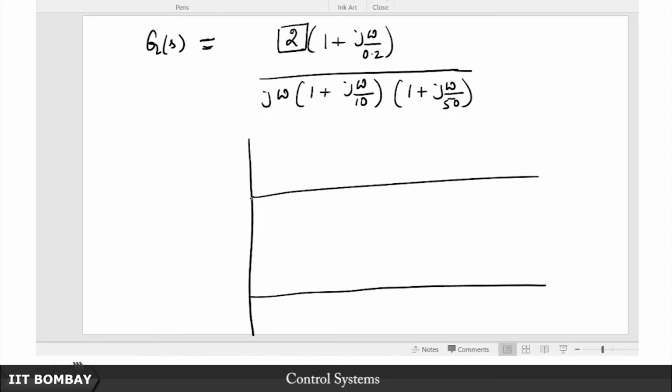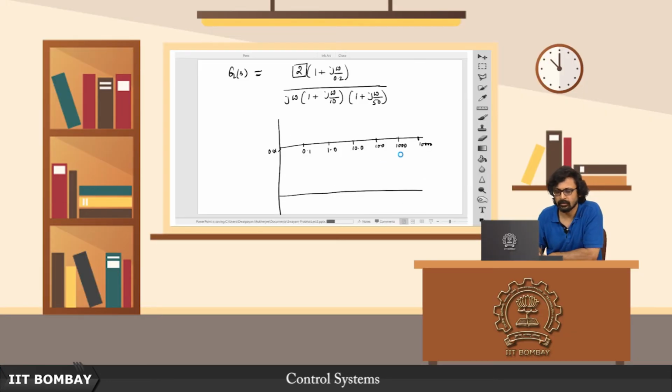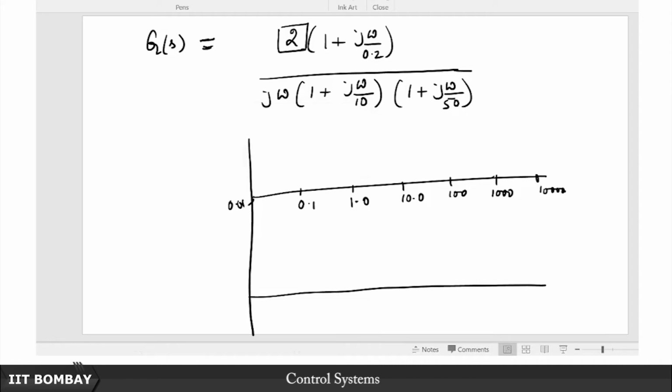So again let me start here from 0.01, 0.1, 1.0, 10.0, 100, 1000 and 10,000. So let us just consider the same thing as before, only difference is now we are going to consider this shortcut technique. Hopefully you will not feel as bogged down by this method as the earlier method might have suggested to you.